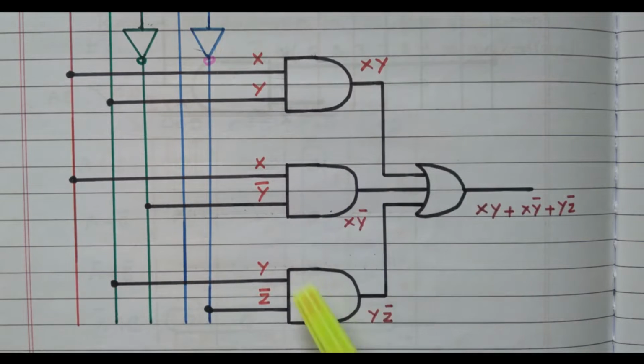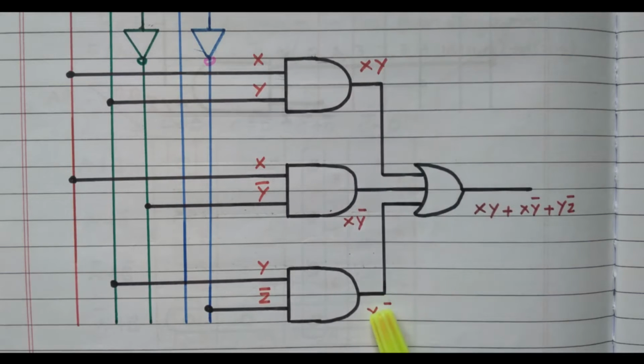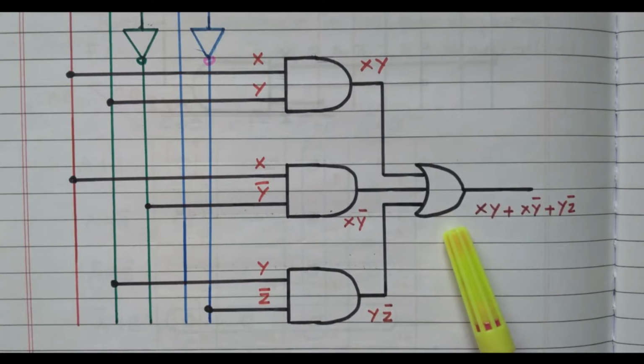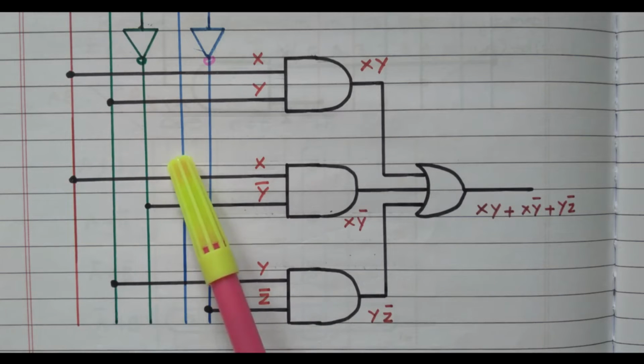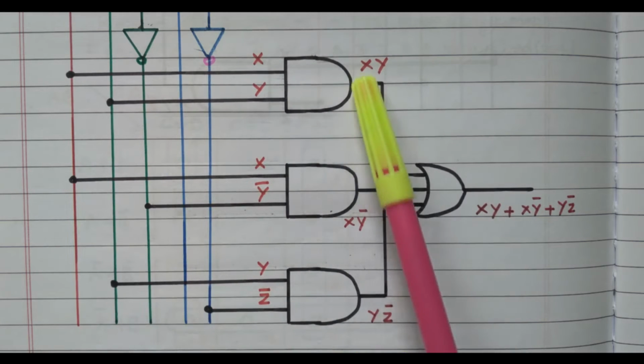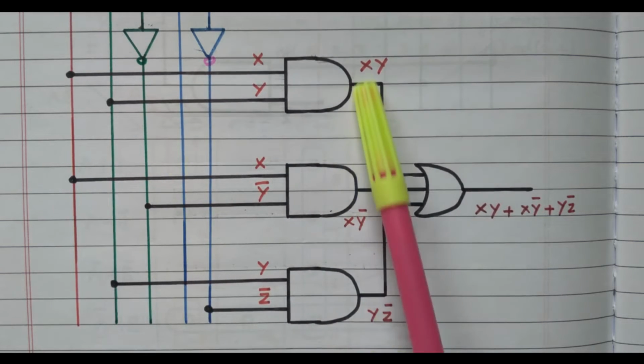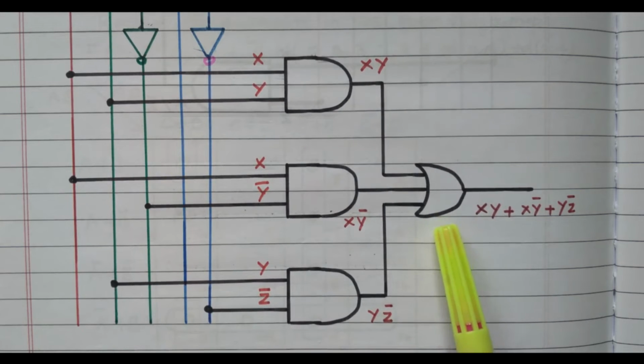So by using 3 AND gates we got XY, XY bar, YZ bar. Now we need to add these 3 terms. For that we are using one OR gate, right. What is the nature of OR gate? It will add these 3 terms, XY plus XY bar plus YZ bar. So this is our required output, required Boolean function, right. So the inputs are available. By using 3 AND gates we perform this operation. These 3 terms are added by using one OR gate.